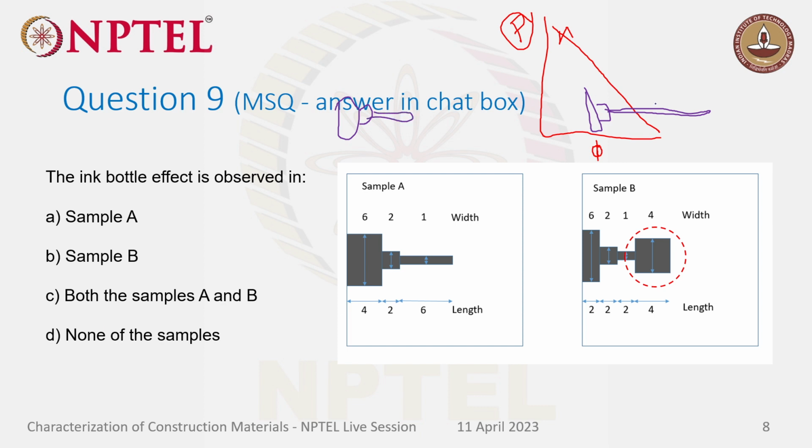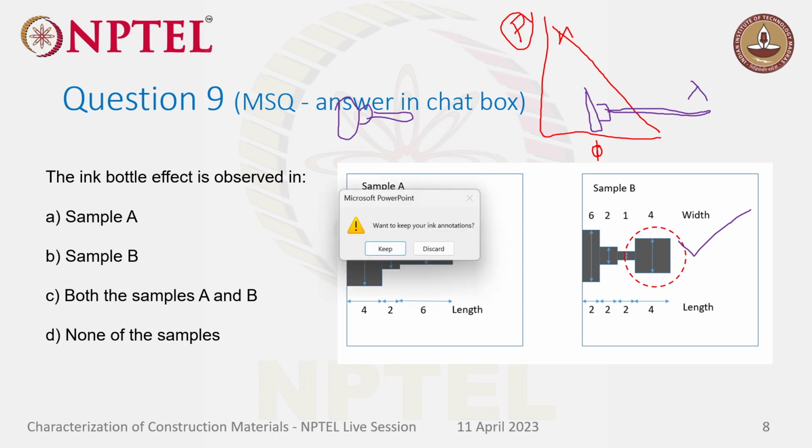But because of the ink bottle effect, this happens. Actually, this is not the case. This is the true one. So we will not be able to interpret this type of structure using MIP because of the ink bottle effect. This is one of the disadvantages of this technique. And this is the last question. I hope you guys understood question 9.